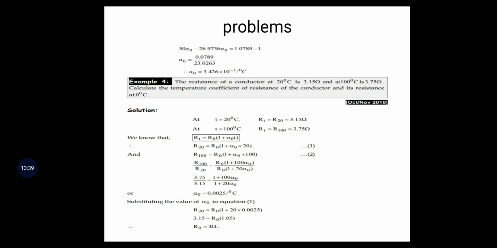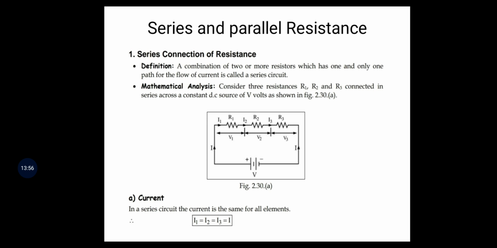Next, we are discussing series and parallel resistance. So what is meant by series resistance and what is meant by parallel resistance? If we connect resistors in series, it is called series resistance. That means a combination of two or more resistors which has one and only one path for the flow of current is called a series circuit.